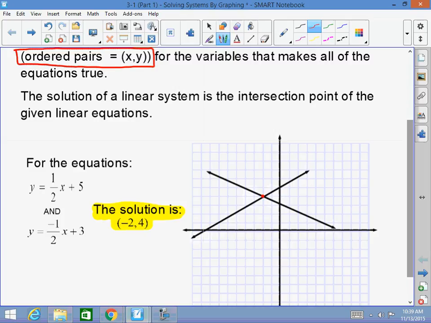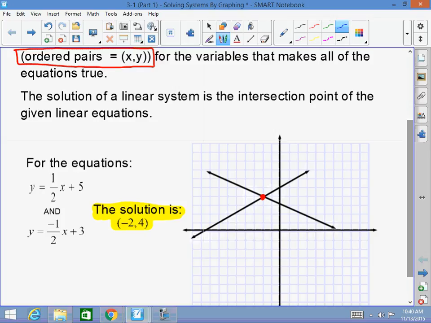If you look here at this example right here, gentlemen, I have these two lines. I have y equals 1/2 x plus 5, and I have y equals negative 1/2 x plus 3. The solution is negative 2, 4. Why? Because that is the point where both graphs intersect. Now, let's just go back in time real quick and review how to graph these. The first one, y equals 1/2 x plus 5.